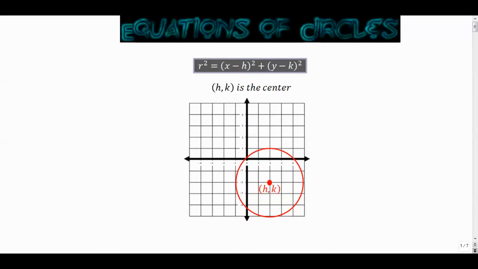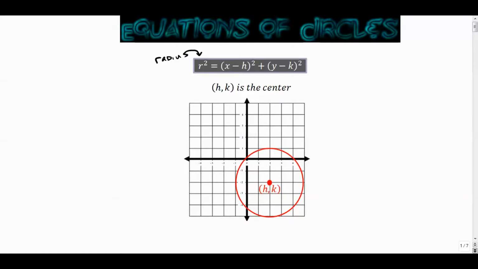So right here on the screen is the basic formula for a circle. And you can see it starts with taking the radius, which is r, and squaring it, setting that equal to this quantity x minus h squared plus the quantity y minus k squared, where h and k are the center coordinates, and x and y will just remain as x and y. And that translates, of course, to a circle on a graph.